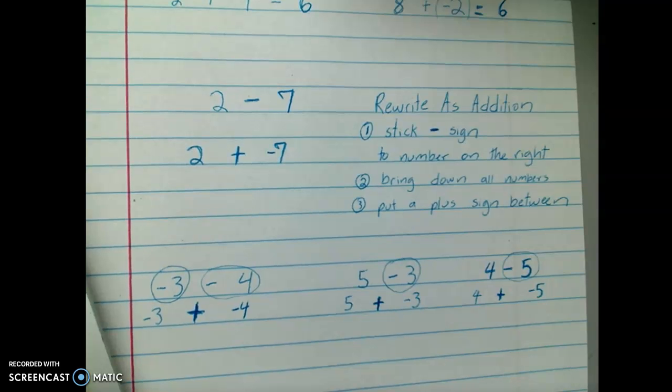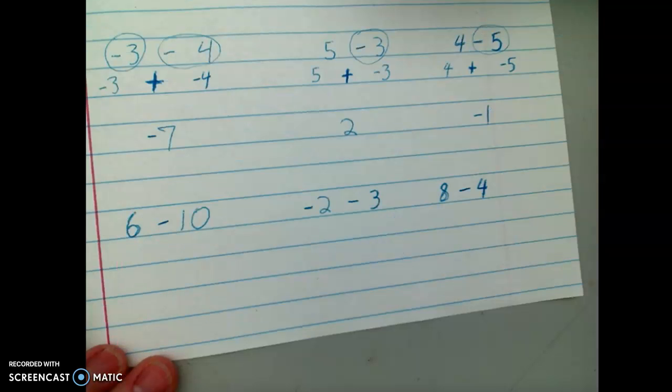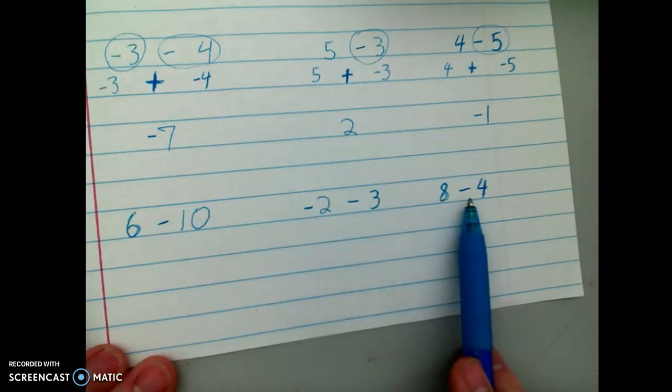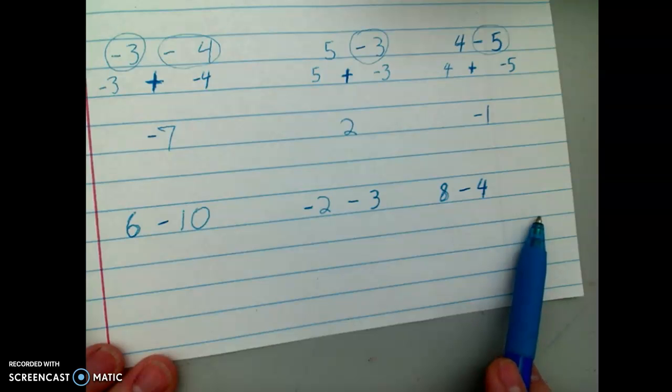Real quick, why don't you go ahead and solve these, pause the video, and come back. We're back. You should have gotten negative 7, 2, and negative 1. Did you do it right? Of course you did. Now, let's try 3 more to make sure you've really got it. Okay, here's your 3 problems. 6 minus 10, negative 2 minus 3, and 8 minus 4. Write these on your paper, rewrite them to addition problems, and solve.